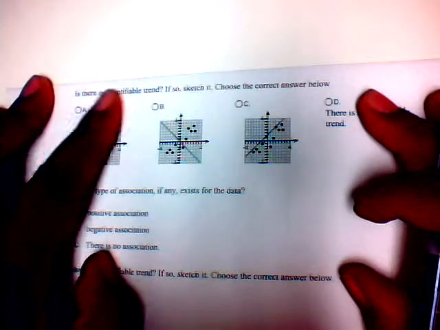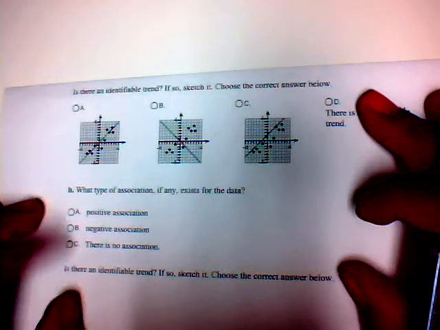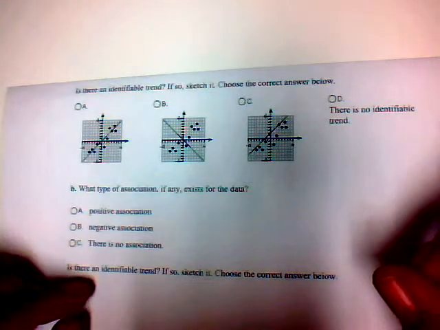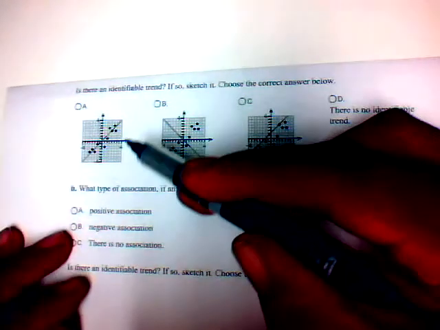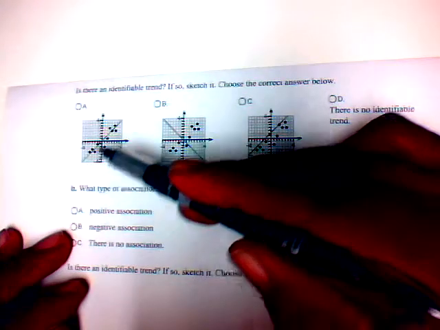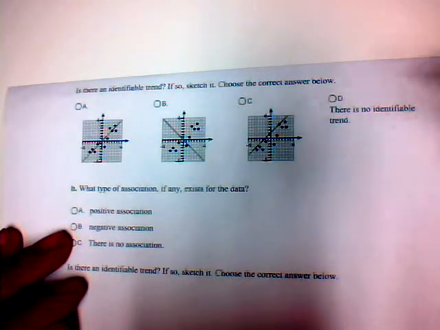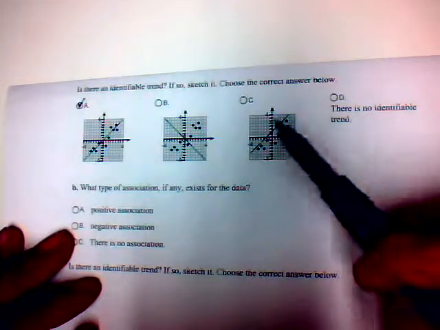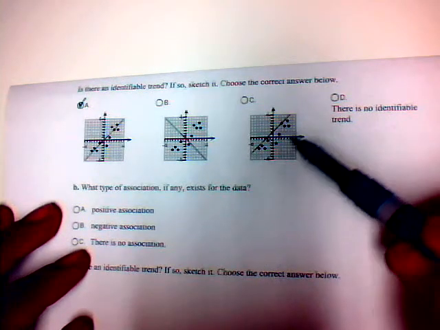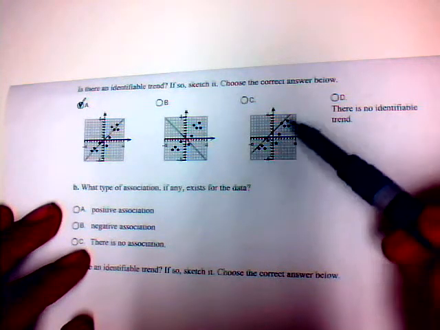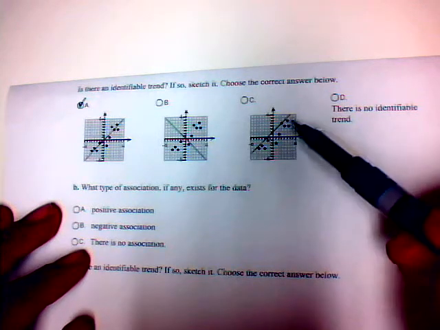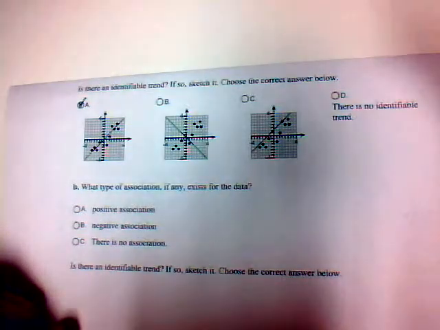Now, the other part of the question is this. Is there an identifiable trend? And there is, because it has a positive association. So in this case, we want to figure out which one of these has the trend line going upward from left to right. In this case, it would be answer A. And we want to choose the one that would best fit this graph. Now, answer C might be it, but that trend line is not the best fit. This one is a better fit for those data points, so it would be answer A.